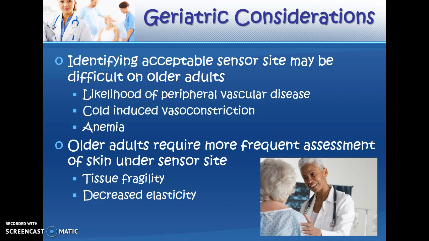Sensor placement may be very difficult for older adults because of peripheral vascular disease or vasoconstriction from cold or even anemia. So older adults may require more frequent assessment of the skin under the sensor site as well. A lot of times they leave the tape on for a long time, and we can actually have tissue damage if we're not careful because of tissue fragility and decreased elasticity. So we need to be taking those off and assessing the tissue underneath.